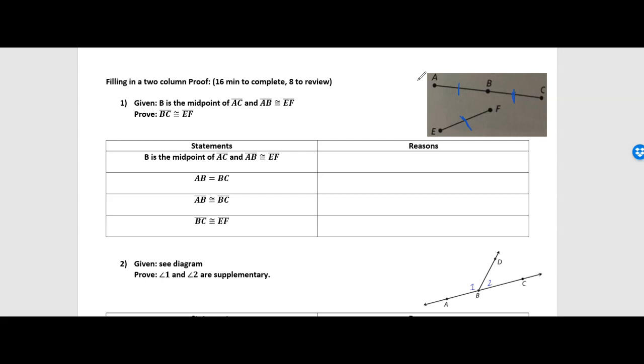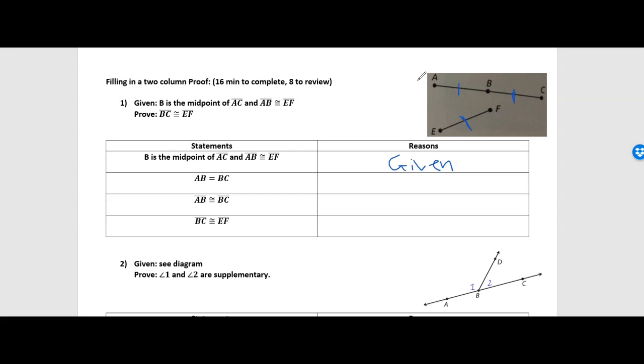Then we need to prove that BC is congruent to EF. Well, based on our diagram, we see that BC and EF have one tick mark each, which means that they are congruent. But we have to walk through the formal process of showing that. Even though it looks like it is from the diagram based on the tick marks we filled in, we still have to go through each step. So we're going to start off. The first statement is just the given information.